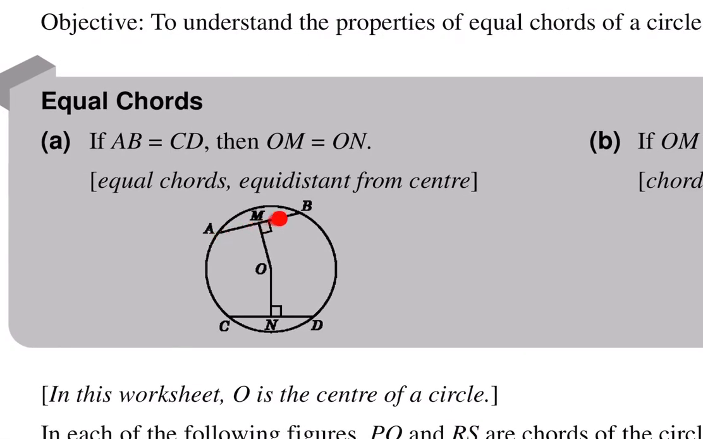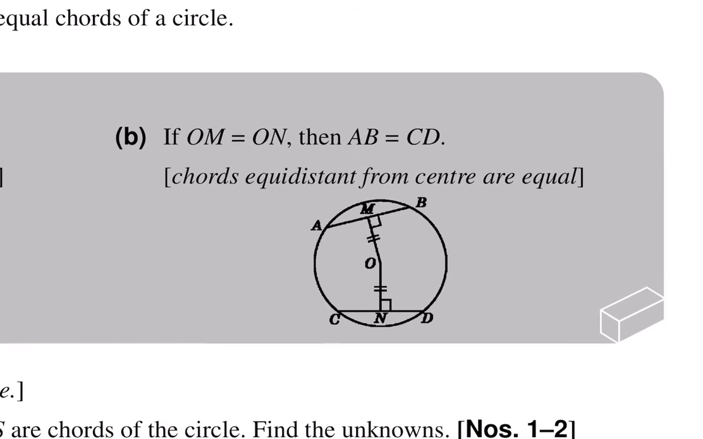If you see two chords equal, this AB is a chord, this CD is a chord. We have two, remember S, it means two. So if they are equal, then it shows that the line from center to the chords is equal. So we write it: equal chords first, so that makes equidistant from center. The other one is just the opposite of it.